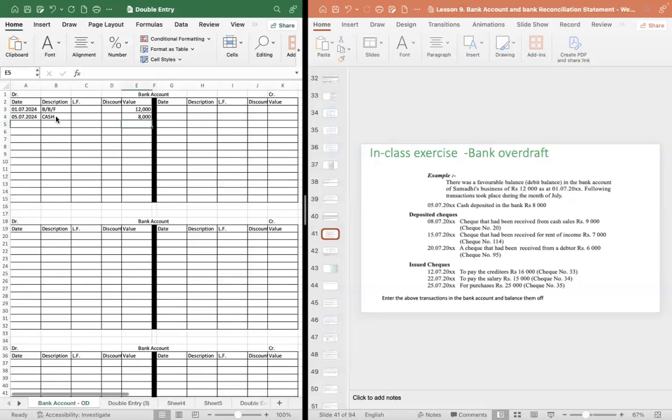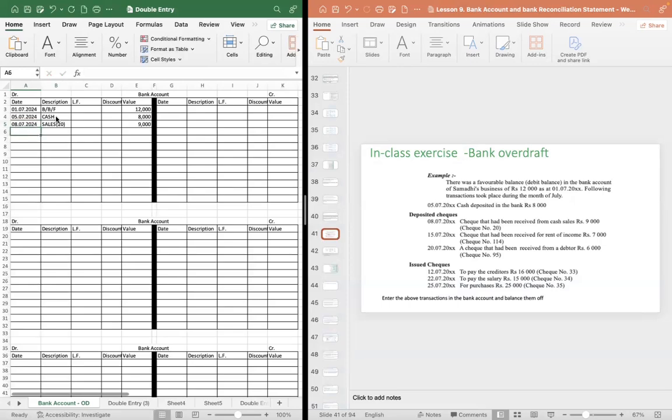Now it is talking about deposited checks. If the checks are deposited, ideally the bank balance should go up, so it should be recorded on the debit side. It says on July 8th, check received from cash sales 9,000. Ideally 9,000. This is sales, and we record the check number. Usually we record the check number. Check number 20. Date is 8/07/2024.